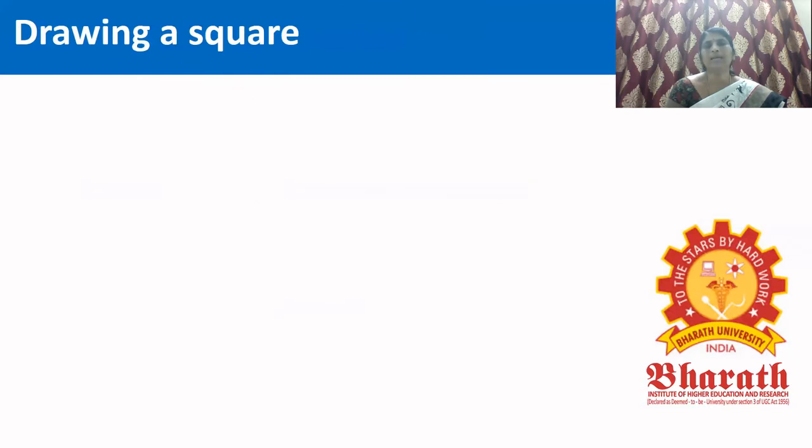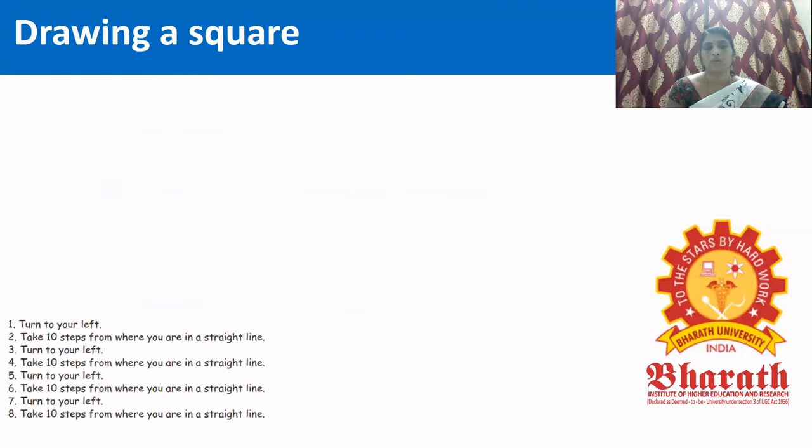Let us see an example of an algorithm. An algorithm is a step-by-step procedure to solve a problem. Now, we take the task of walking in the shape of a square. It is performed by a sequence of various steps.